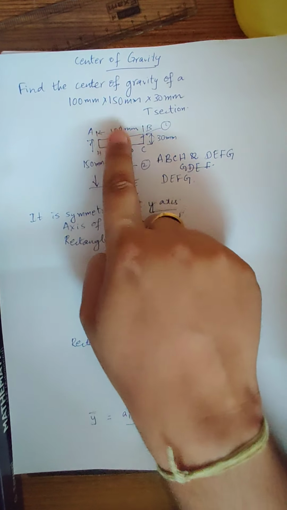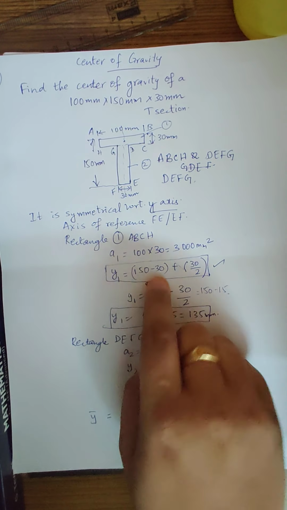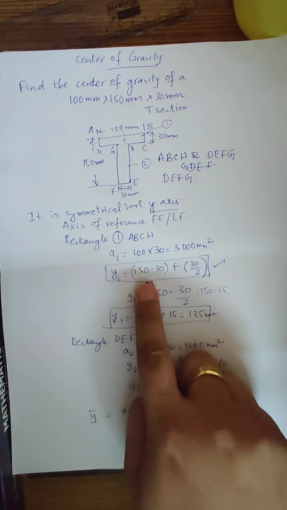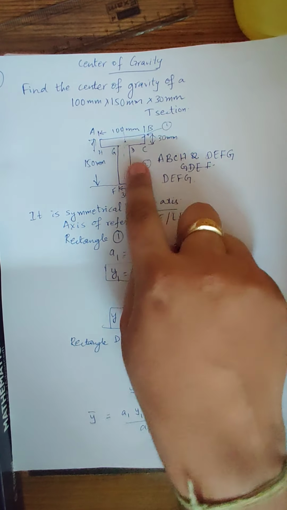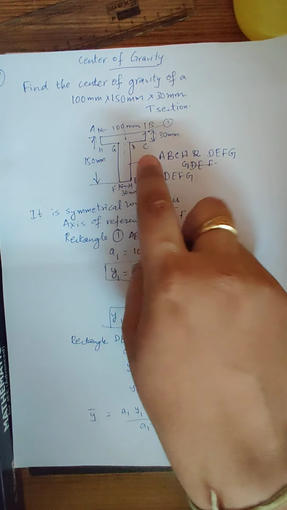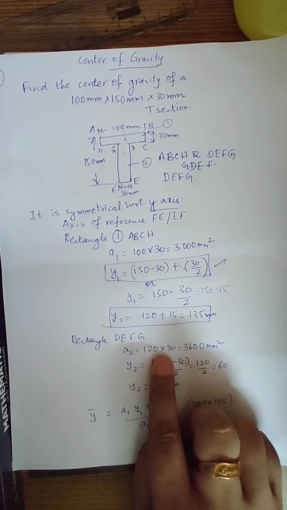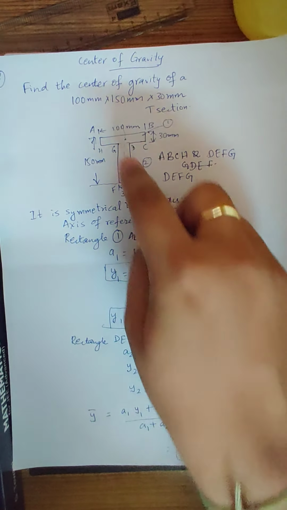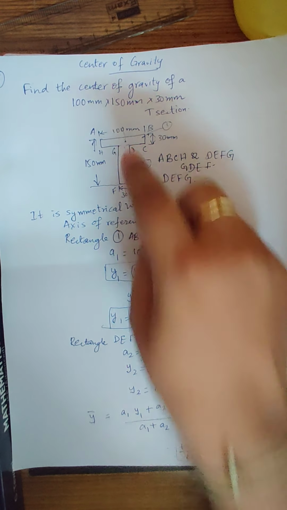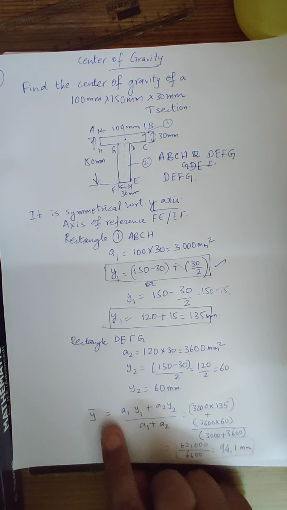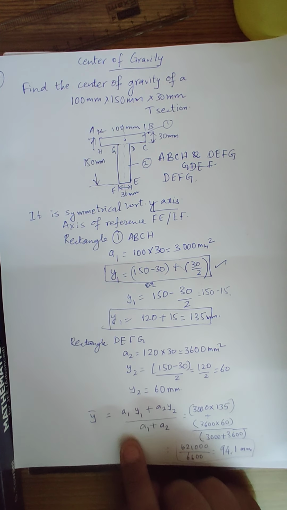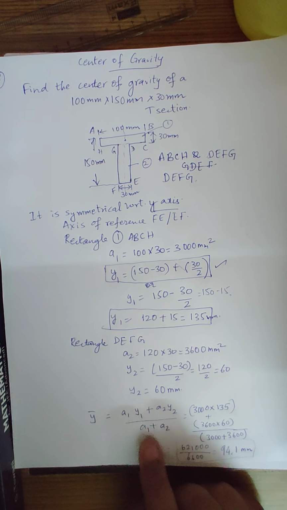Then A1 will be this area, 100 by 30, and y1 will be this distance plus half of this distance: 150 minus 30 plus 30 by 2. Similarly for the second rectangle DEFG, you will find 30 by 120 or 120 by 30, and y2 will be this distance. You will not consider this. With respect to this, 120 by 2 directly also you can write. Now y bar will be A1 y1 plus A2 y2 by A1 plus A2. This is the formula for finding the centroid.